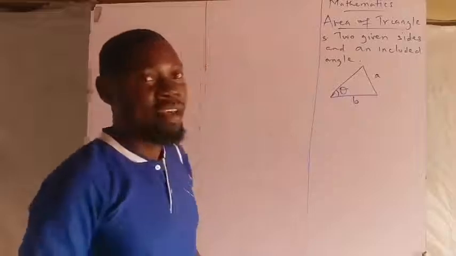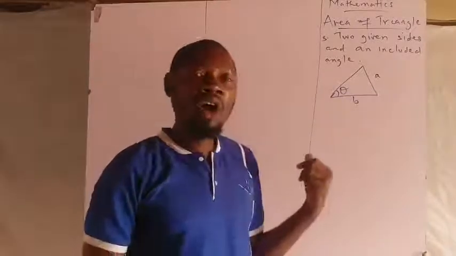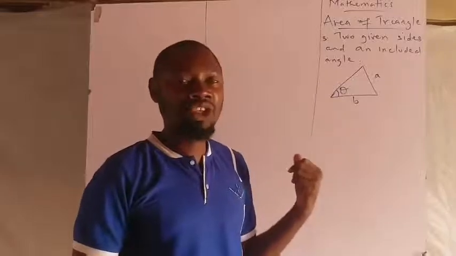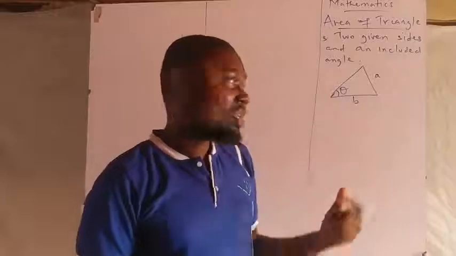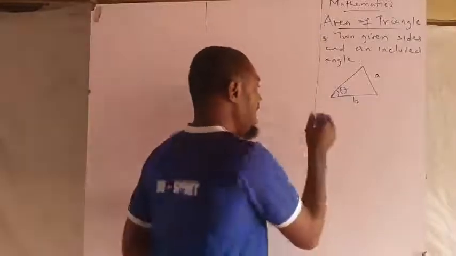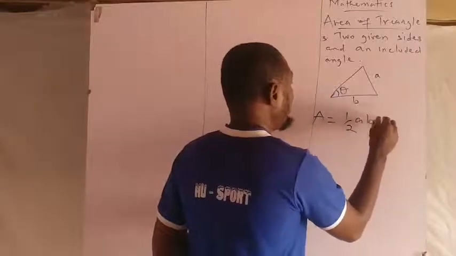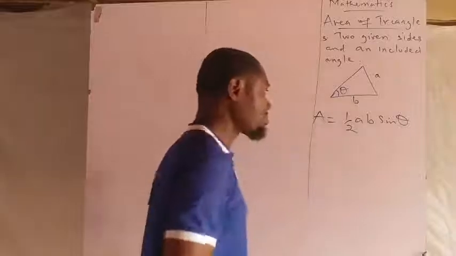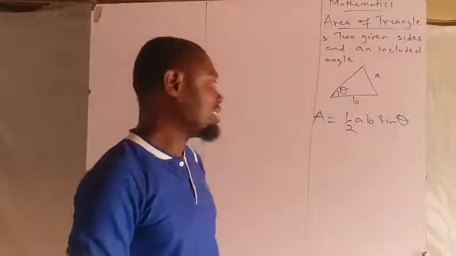In that case, the formula you'll be using is simply a combination of the second formula I gave to you, which is A is equal to 1 over 2 AB, attached to the sine function. So the area here is equal to 1 over 2 AB sine theta.